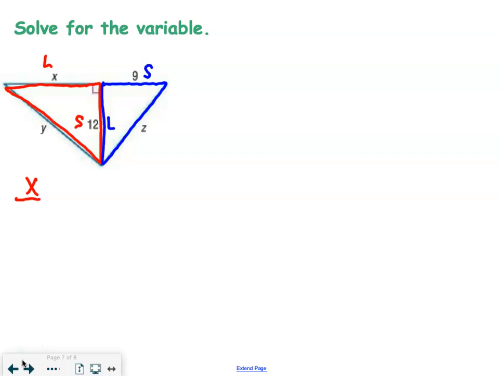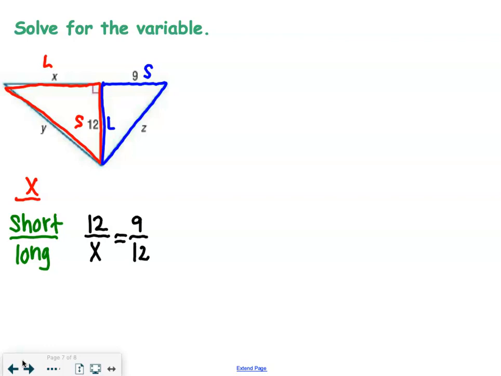So now again, it doesn't matter, do you want to do long over short or short over long? I'm just going to do short over long since that's what we've done for the rest of the video. So now I'm going to start with my red triangle. What did we label as our short side? We labeled that as 12. Our long side is X. And now I jump to the blue. What's our short side? 9. Our long side is 12.